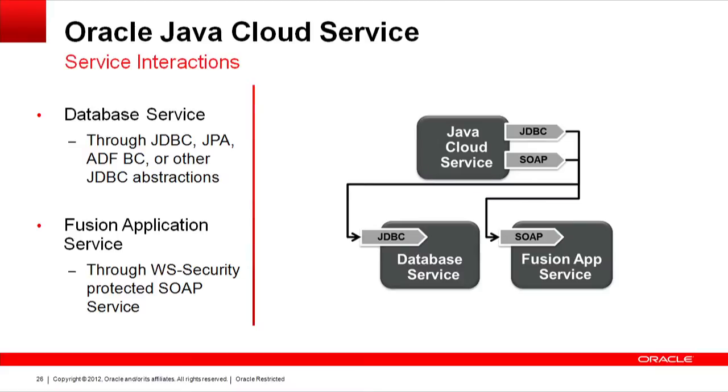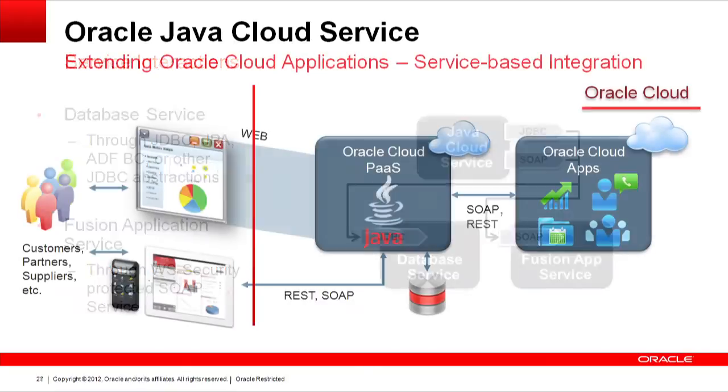Service integrations are critical for extension applications. For database, of course, this integration is via JDBC and we manage it. For SaaS and other extensions, the right way to do it would be to use either web services or REST services, and that's what is supported in Java Cloud Service.